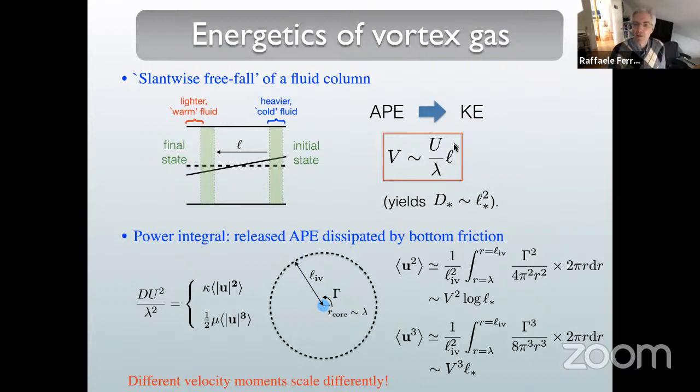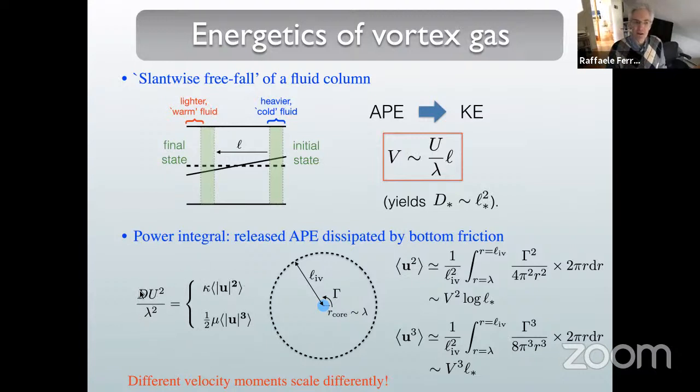And so this is U over lambda times L. This is just that statement that I estimate the kinetic energy in terms of the available potential energy on a length scale L. The second one is instead the full energy budget. And what I mean is that I know how much energy is being extracted through baroclinic instability in this system.